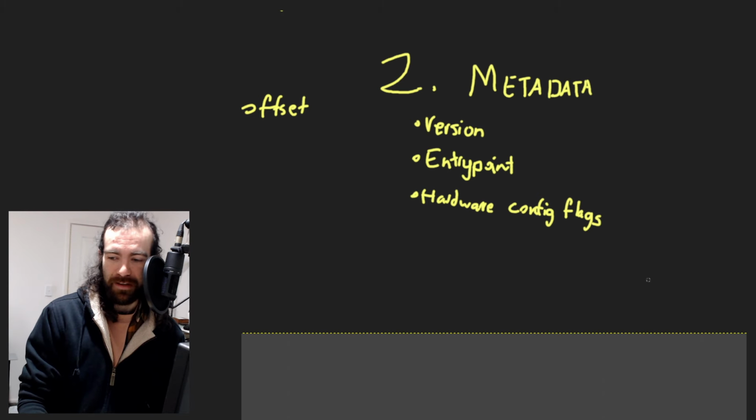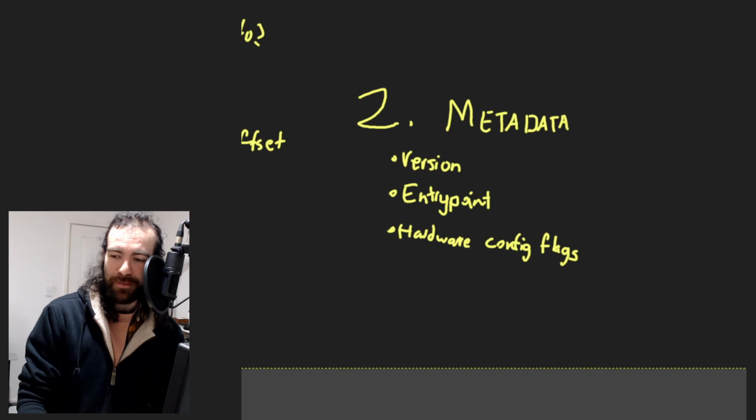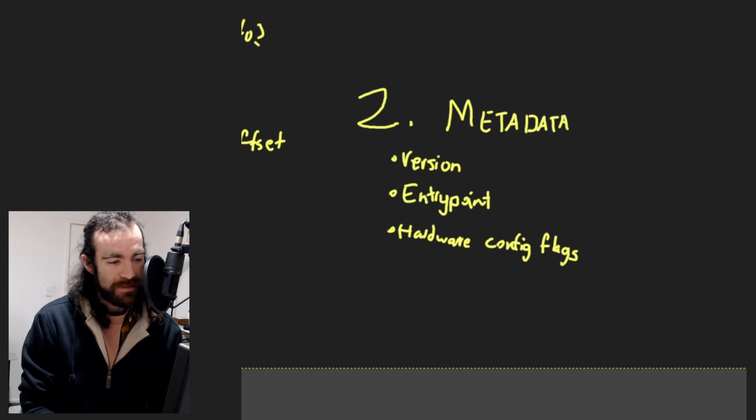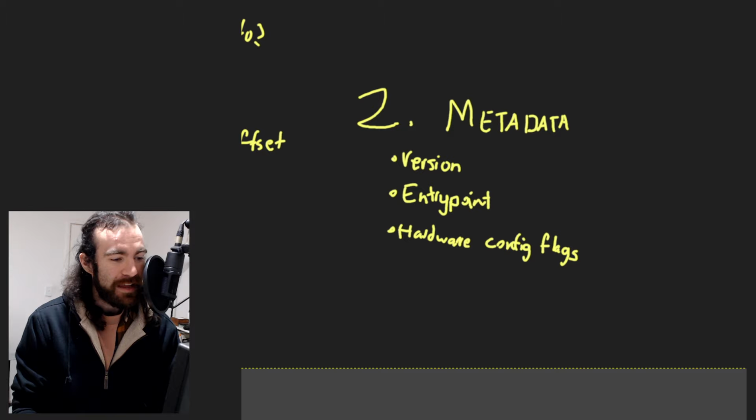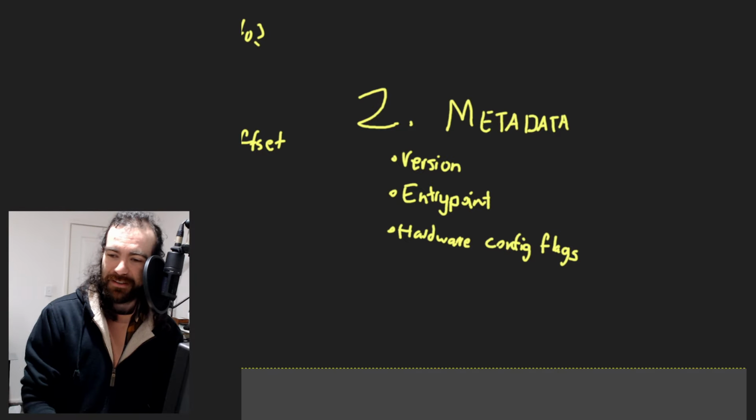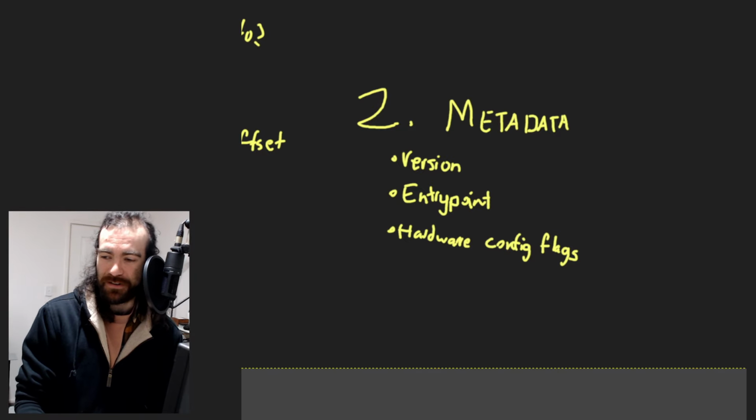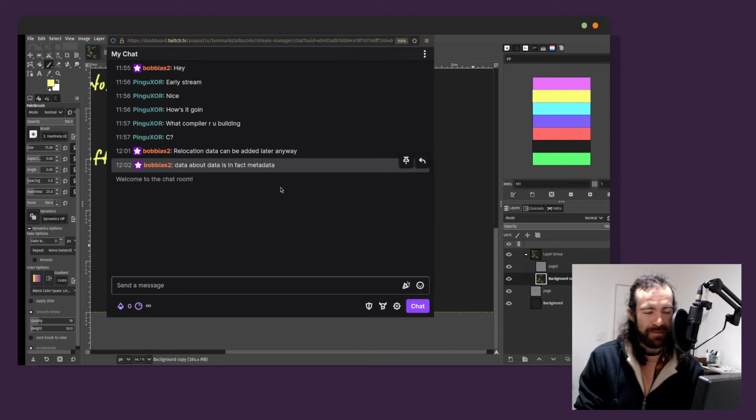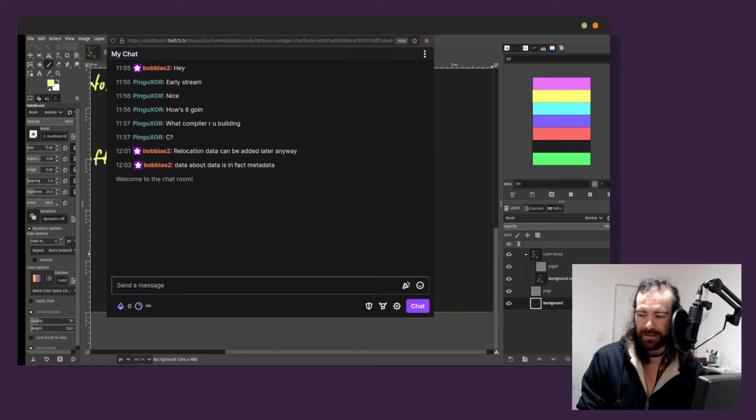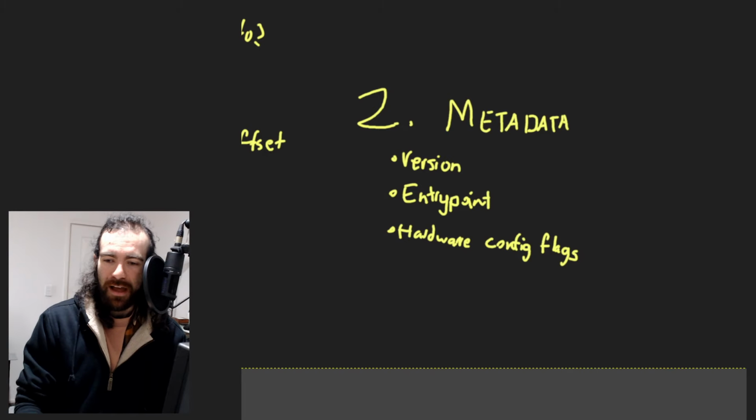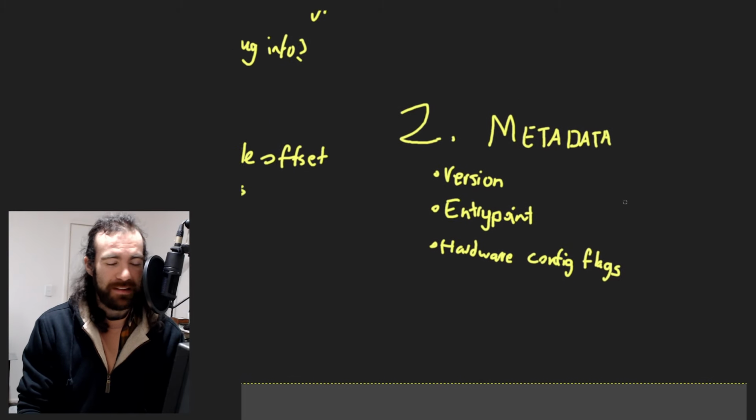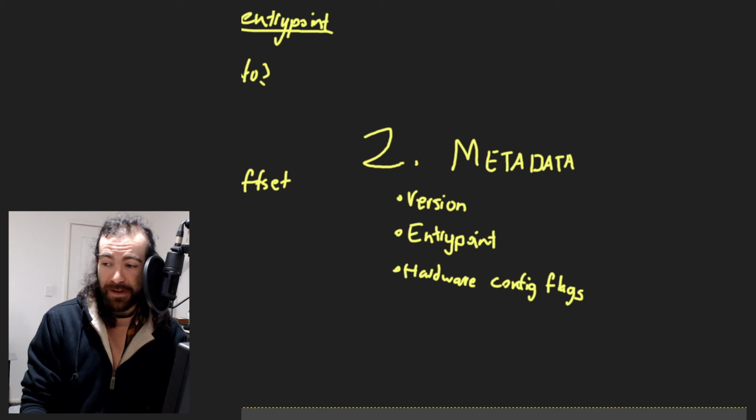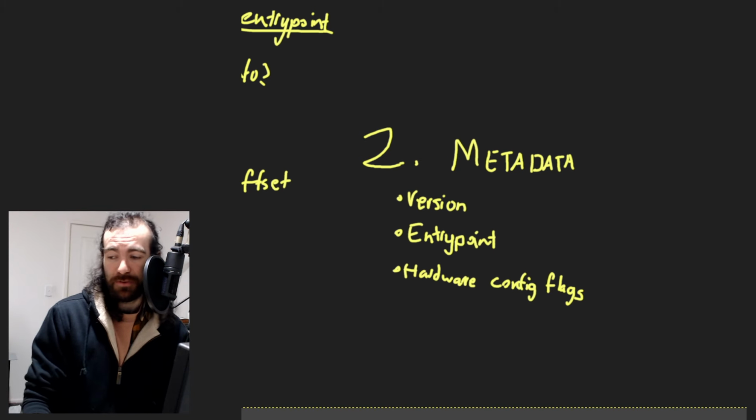Bobia says data about data is in fact metadata. Exactly. I don't think anyone's going to gripe on this. I keep saying don't show this again. And this, oh, hold on. That window didn't show up. It's over here. Data about data is in fact metadata. Exactly. You can't tell me that's not metadata. You can't. Illegal. Relocation data can be added later. Exactly. If we build our format smart, then we will always have room to add more stuff like that later. That's good, always good news.